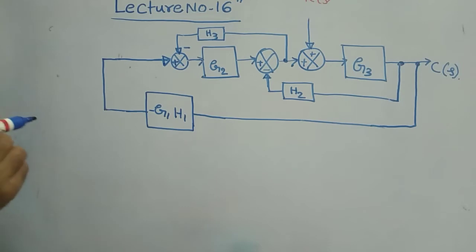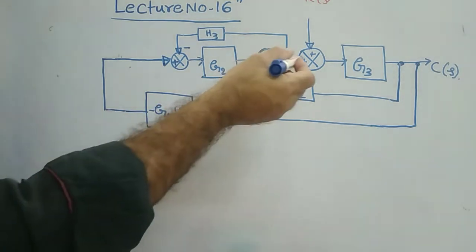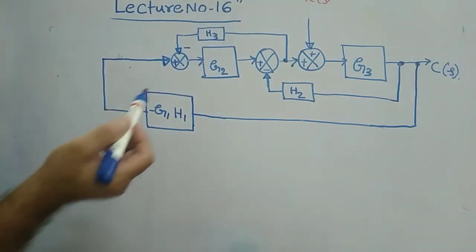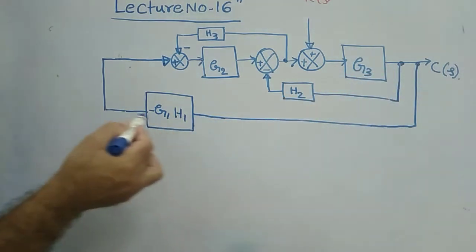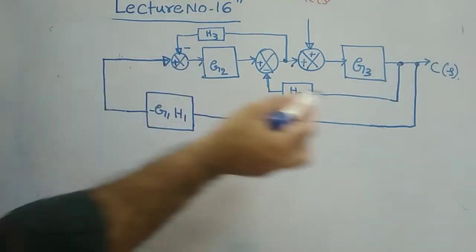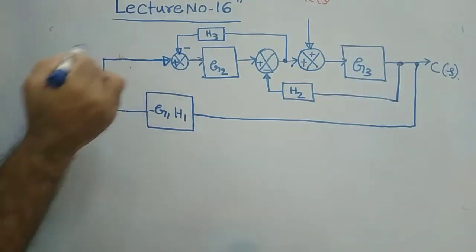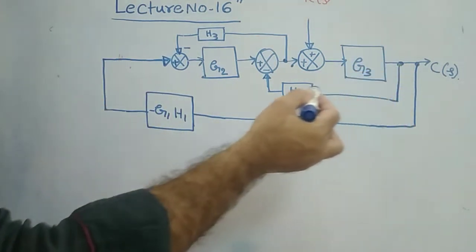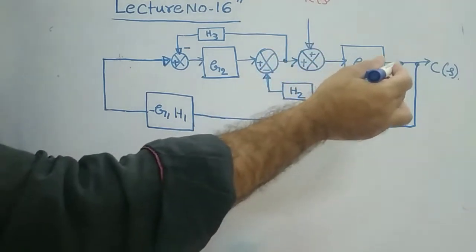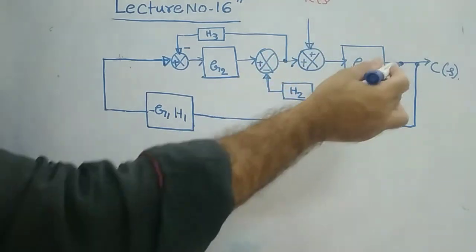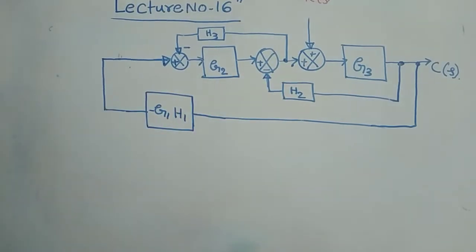See, for example, here is the input. Therefore, what could be the loop? It seems that one connection is coming like this, and here one loop. But the input is here. Therefore, it is looking like a loop, but it is not so.